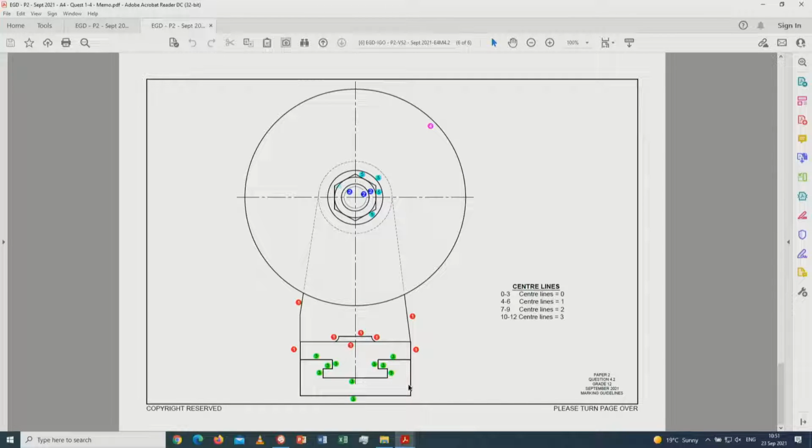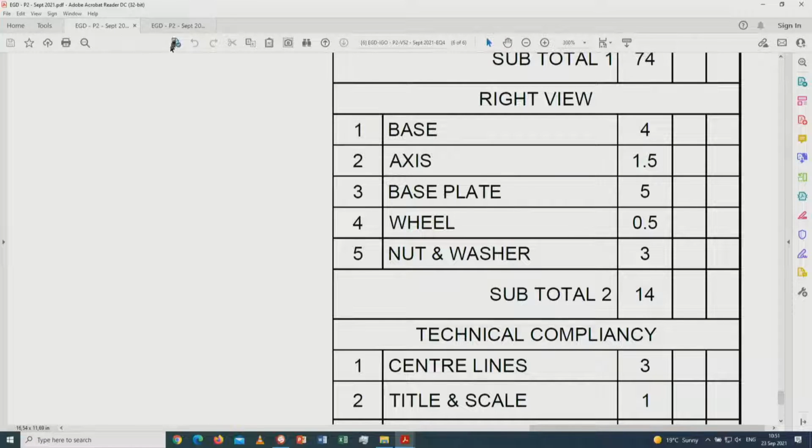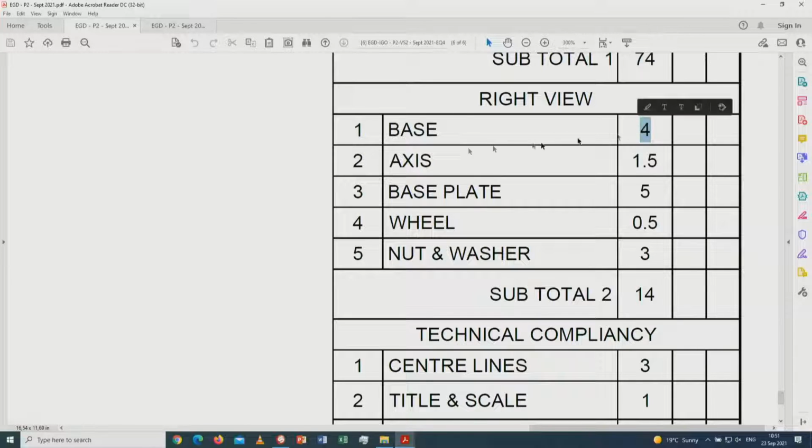All right, then if I go towards the base plate, which is the first portion over there, that is 4 marks. So it's 1, 2, 3, 4, 5, 6, 7, 8 marks. Remember, the angle is coming from there. The angle is coming from there. 8 divided by 2 gives you the 4 marks, which is the 4 marks over there. Then the axis, it is 1.5.